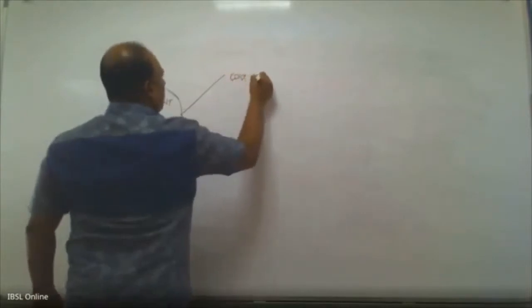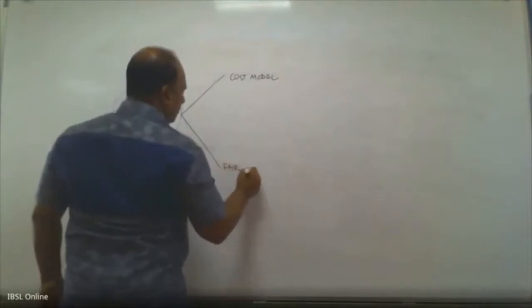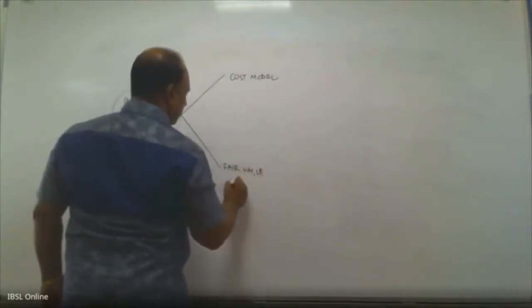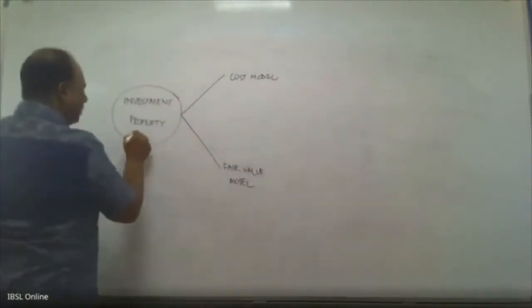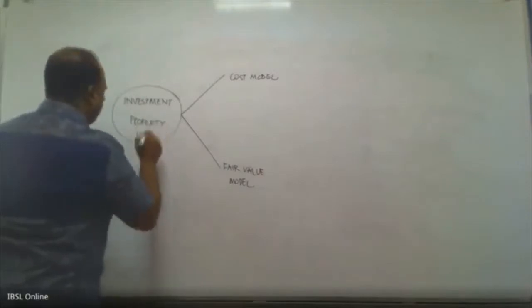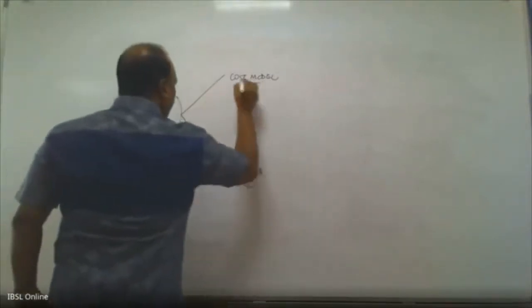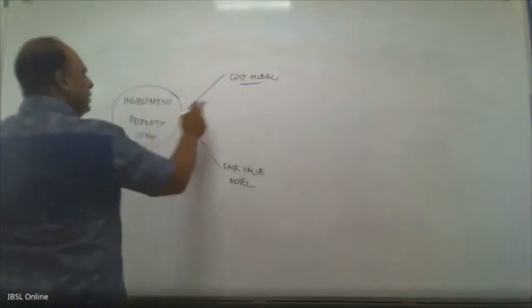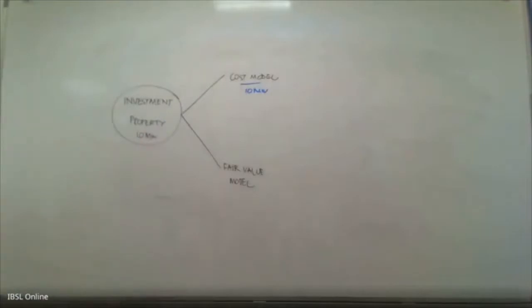Whether to use the cost model or the fair value model. So what do you mean by that? I have purchased this property by paying 10 million. Okay, 10 million. So if I choose the cost model, the property will still be at 10 million. Every time it will be at 10 million. I don't change it.